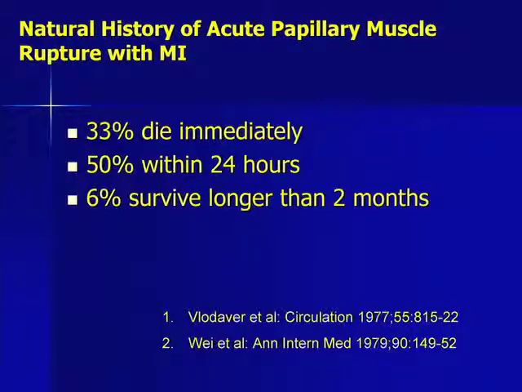With acute papillary muscle rupture, 33% of folks die immediately, 50% within 24 hours, 6% live longer than 2 months. And so there is an urgency in taking them to the operating room, no matter how stable they look. And so they should go to the OR right away.